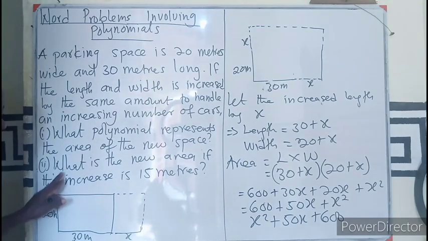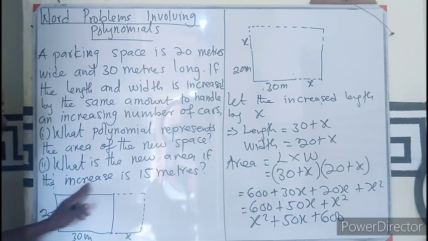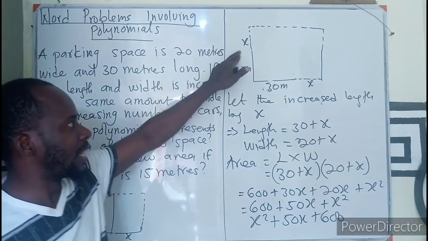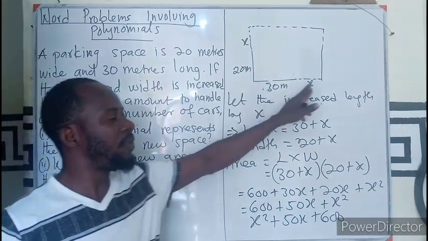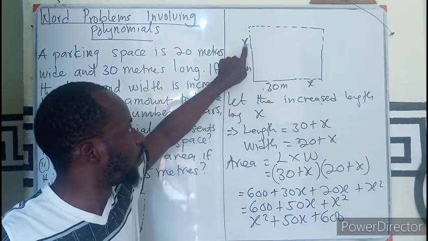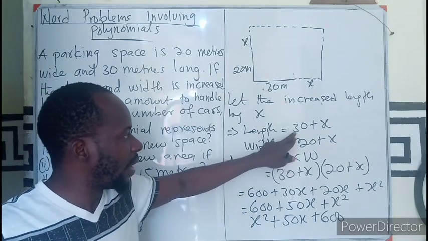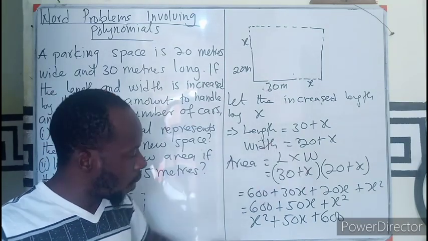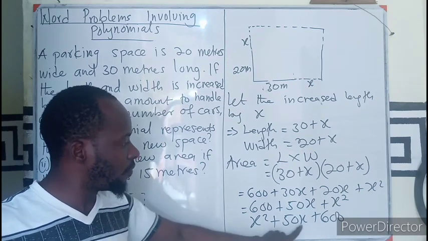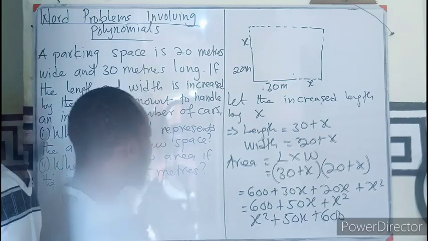Then the second one is asking: what is the new area in value if the x increment was actually what? 15 meters. You can go ahead and draw a diagram and put 15, 15, 45 times 35 as in the area, length times breadth. Or just substitute the value of 15 into this equation to get your final answer.